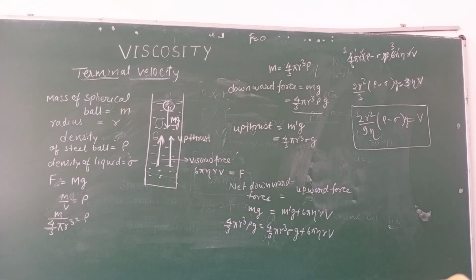Read a little. Clouds do not come down. Clouds remain in the sky and they float with the terminal velocity. They have a certain terminal velocity.